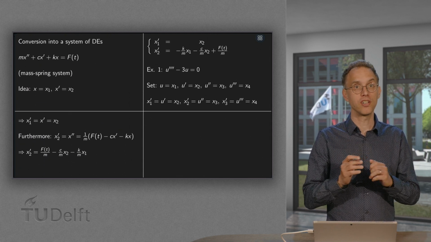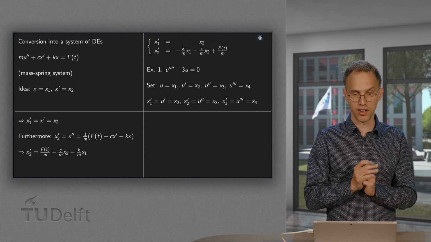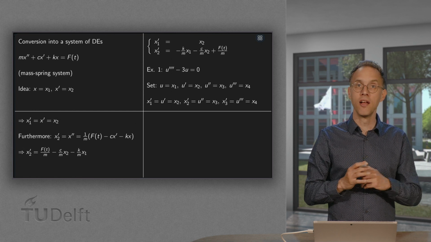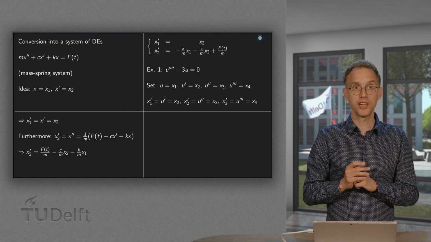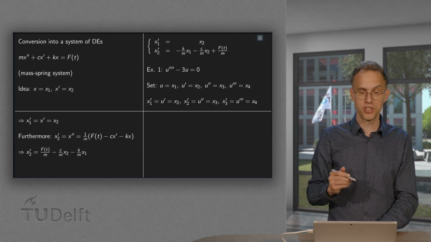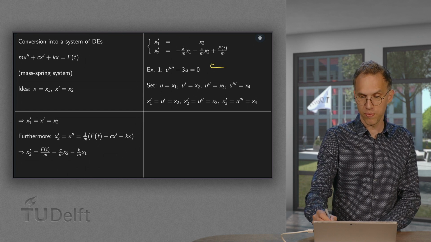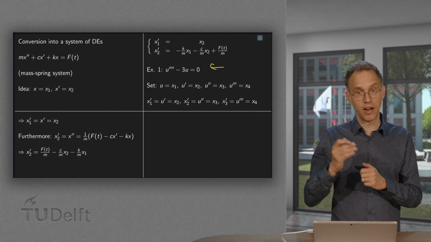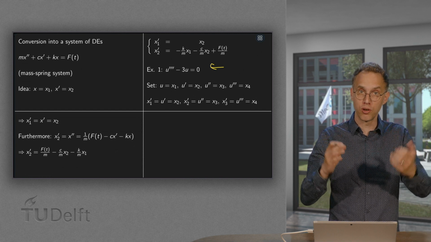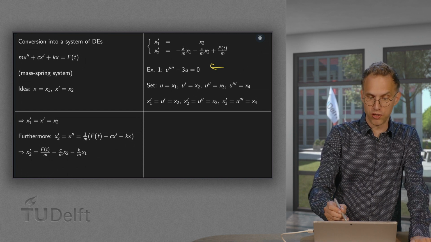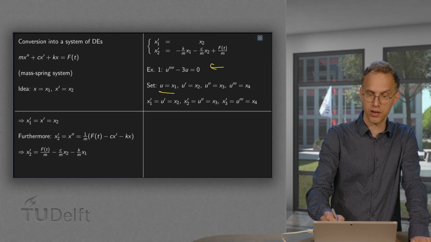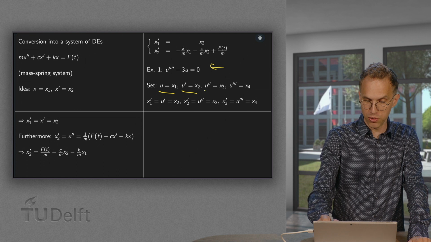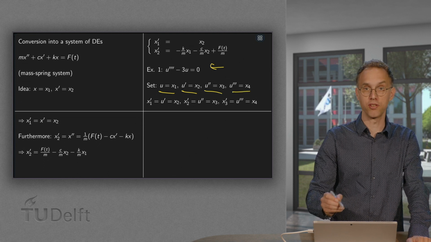So now we have converted our mass spring system, our second order equation, into a system of first order differential equations. Now, how can we do this in a bit larger example? And we can use the same trick, say in this example 1. So we have the fourth derivative now of u with respect to time minus 3 times u equals 0. So how do we convert this into a system? Well, we choose the following: set again u equals x1, u prime equals x2, but now we have to go on. We put u double prime equals x3 and u triple prime equals x4.